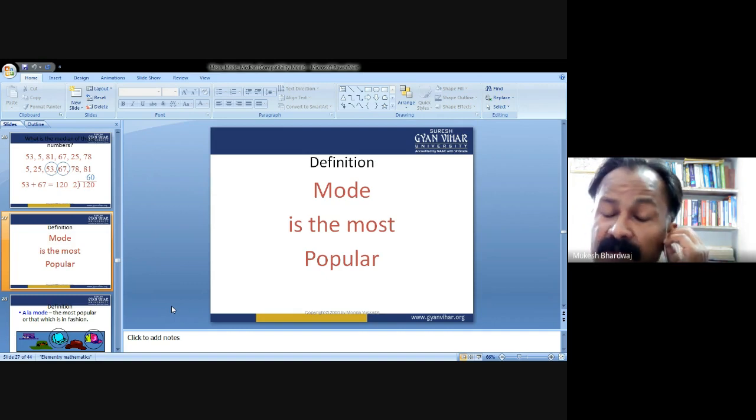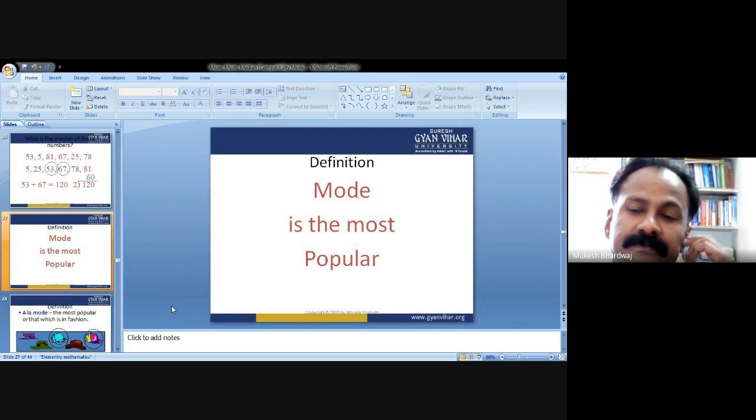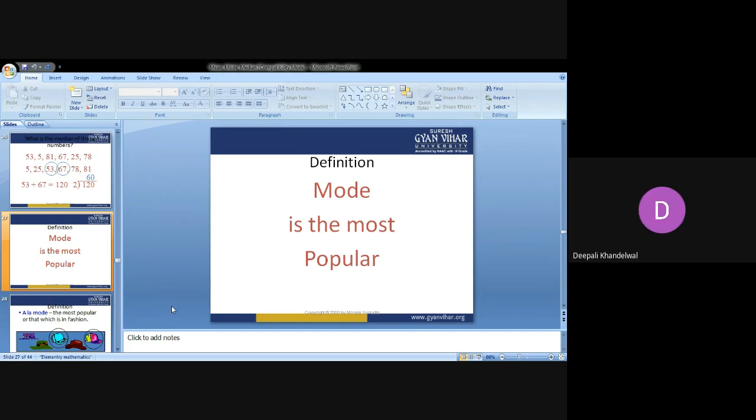How many, which marks is repeating more? ये बताओ चलो. बोलो भाई दीपाली. ऐसे क्वेश्चन दोबारा रिपीट करना.